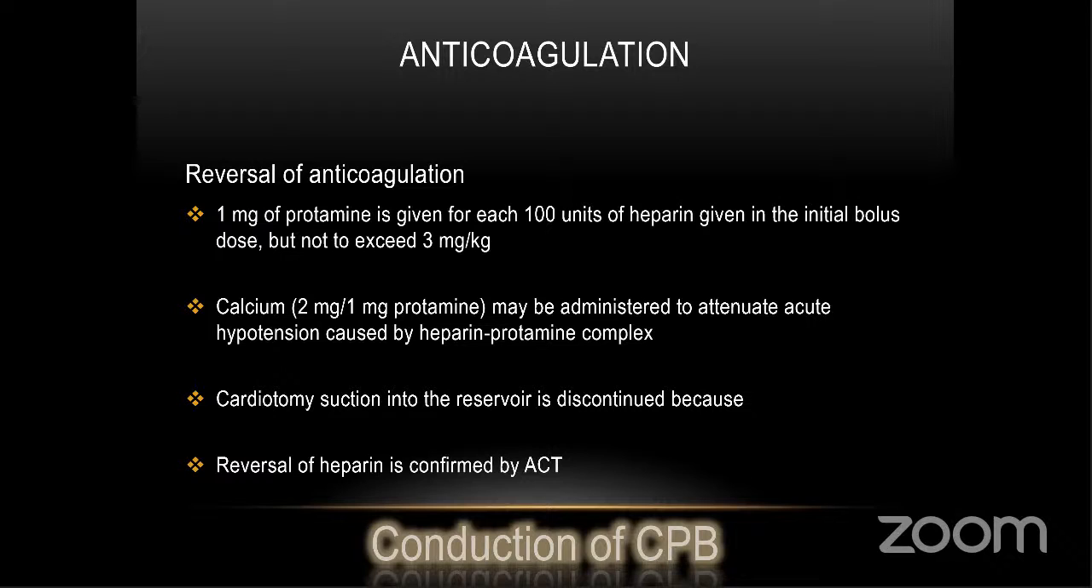Reversal of anticoagulation. 1 milligram of protamine is given for each 100 units of heparin given in the initial bolus dose, but not to exceed 3 milligram per kg. Calcium, 2 milligram of calcium, may be administered to attenuate the acute hypotension caused by heparin protamine complex.